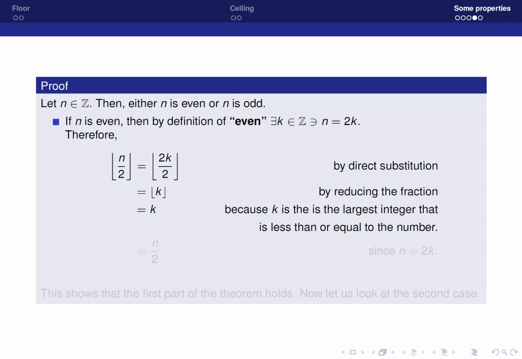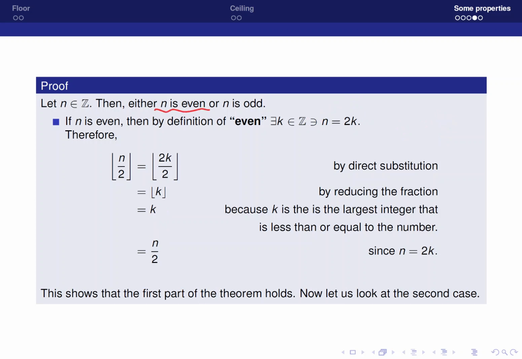So that means that the answer is supposed to be n over 2. Why n over 2? Remember, n is 2k, so if I try to isolate k in this problem, I would be required to divide by 2 on both sides. The 2's cancel out, and I get k is equal to n over 2. So k is n over 2. And this shows that the first part of the theorem actually holds. So we basically finished the part of the theorem where n is even.